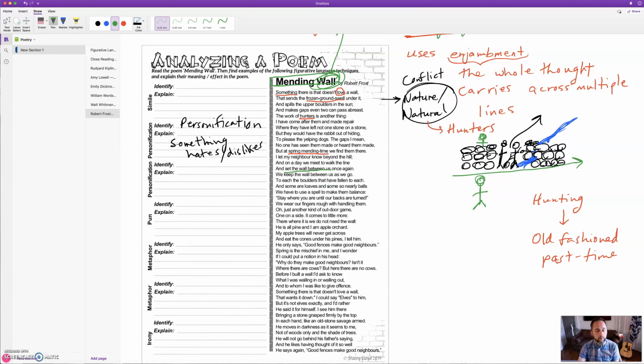"Some are loaves and some so nearly balls that we have to use a spell to make them balance. Stay where you are until our backs are turned." Okay, here's a metaphor. Some are loaves and some are balls, so stones equal loaves of bread, or balls. That's transformed by the verb "are" here. They become that.